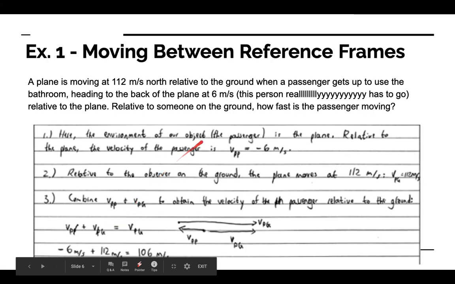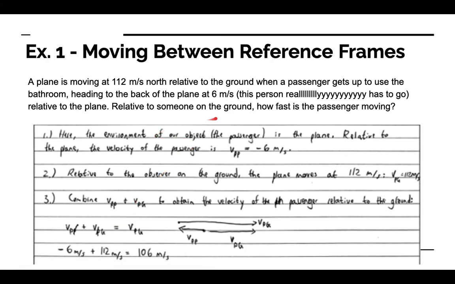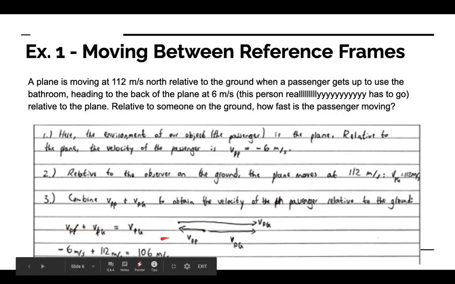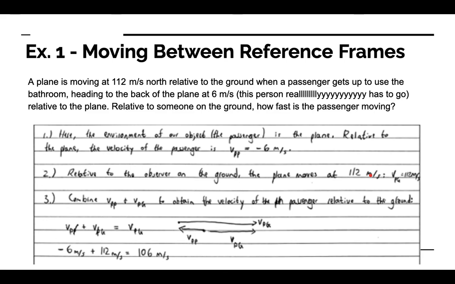Again, to reiterate, we determine the velocity of our object relative to its original environment. We determine the velocity of the environment relative to the observer or the reference frame we're interested in, and then we add the two velocities together. And these are the main ideas for moving between reference frames.